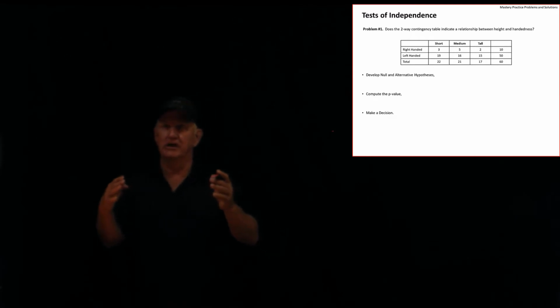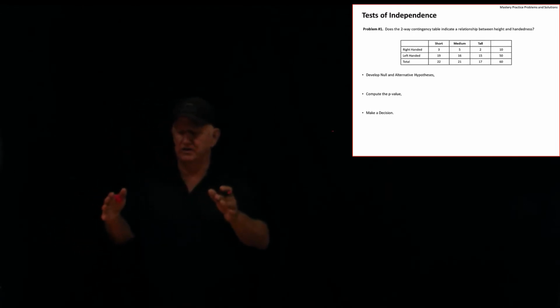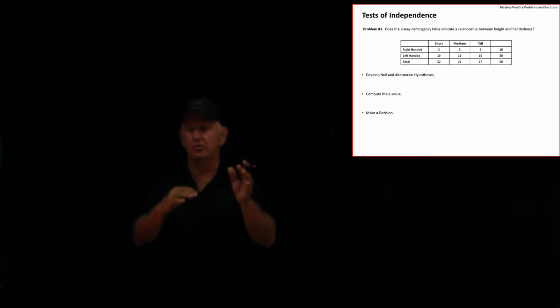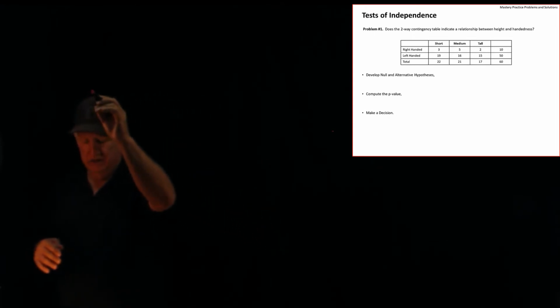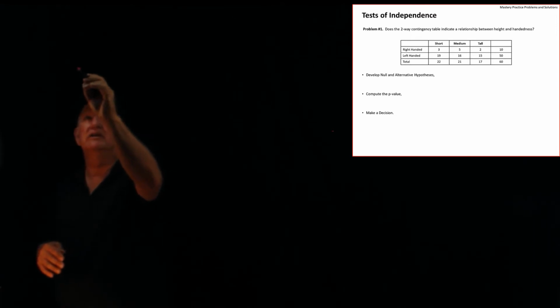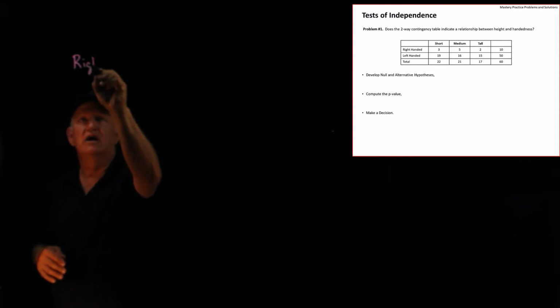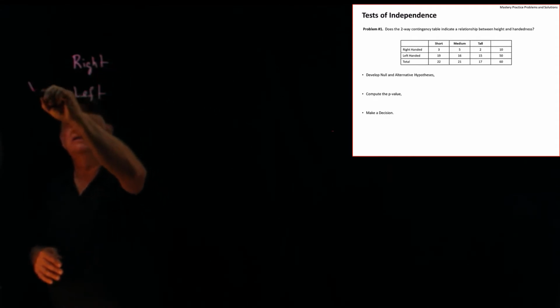Test of independence, as opposed to the goodness of fit test. Goodness of fit is associated with one-way contingency tables, independence with two-way contingency tables. There are two variables, a row variable and a column variable. The column variable in this case is handedness, either right or left.